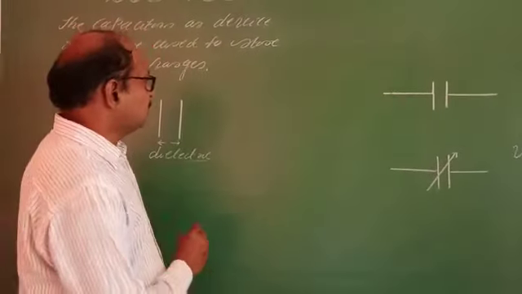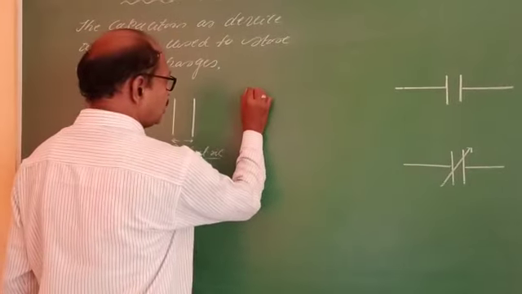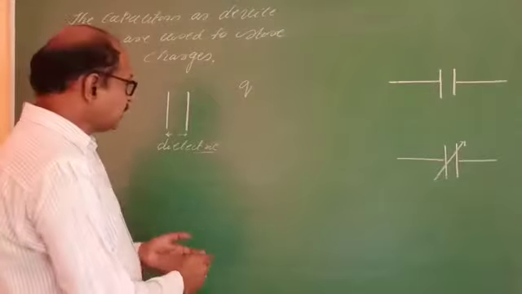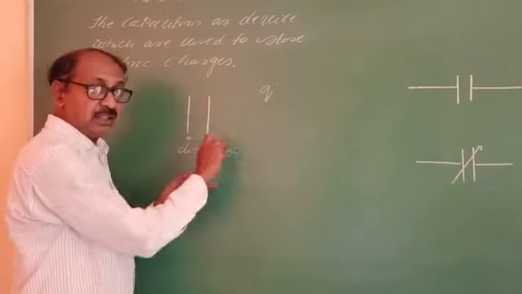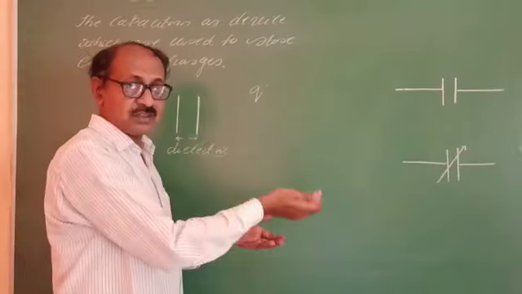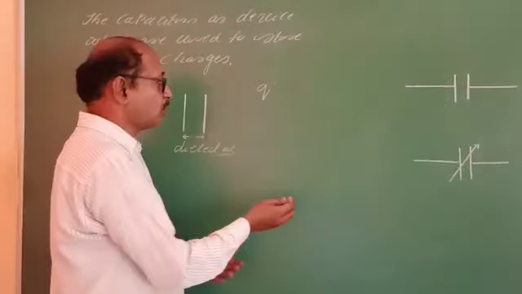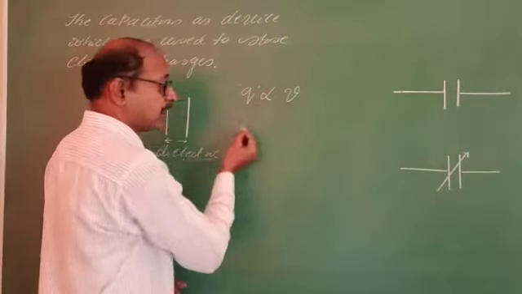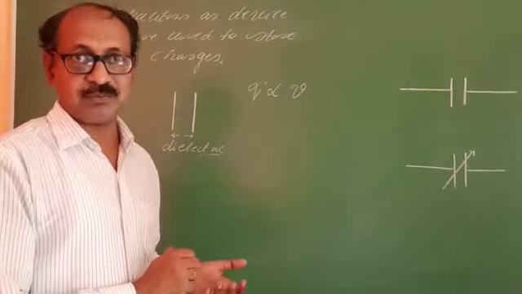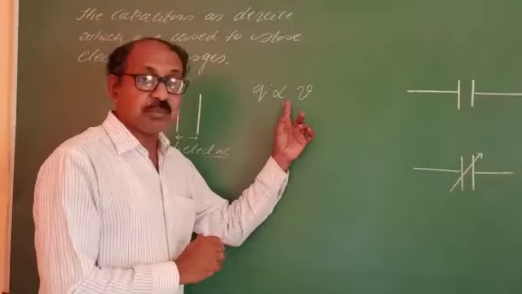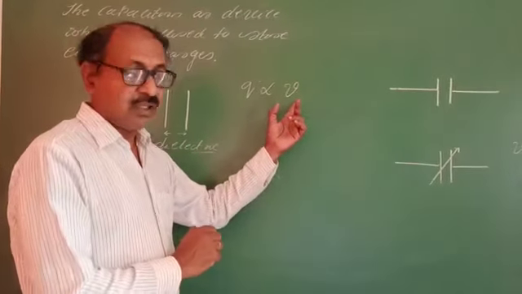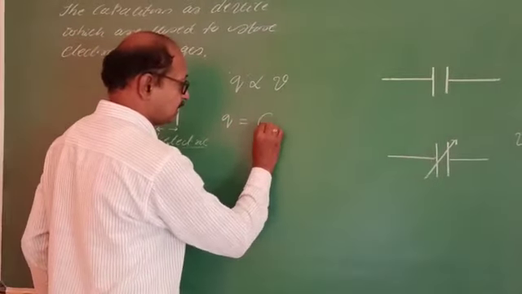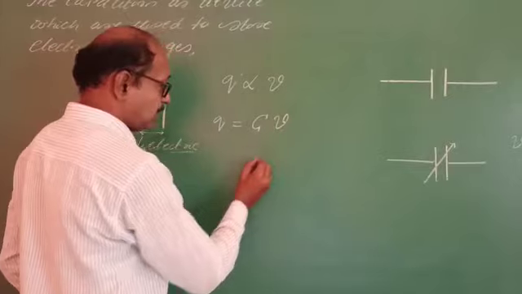Now let us consider Q, which is a charge. As Q increases, what happens to the potential difference? It also increases, that is V. Therefore, these two are directly proportional to each other. Q is directly proportional to V. Now I will remove this proportionality sign. Q is equal to C into V. What is C then?